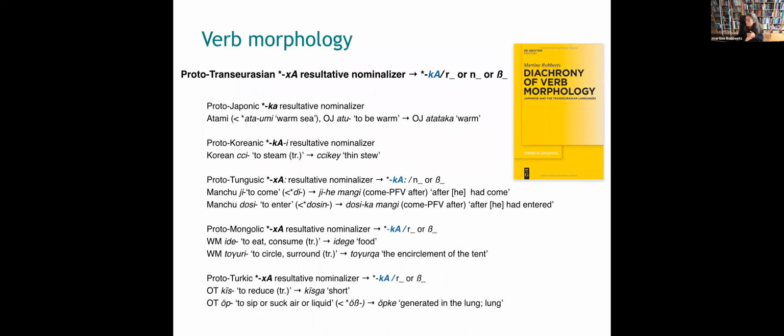In addition to basic vocabulary and regular sound correspondences, we also need morphology to be shared in order to demonstrate that languages are related. Morphology, that is the little building stones of words that give words a function in the sentence or that derive new words. In my book on the diachrony of verb morphology in Japanese.